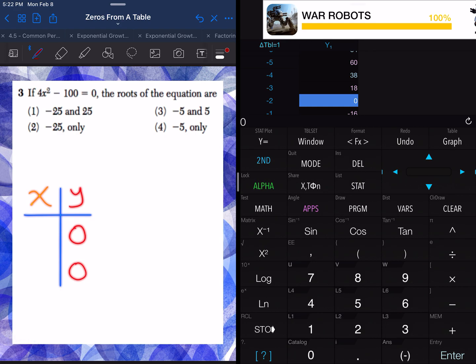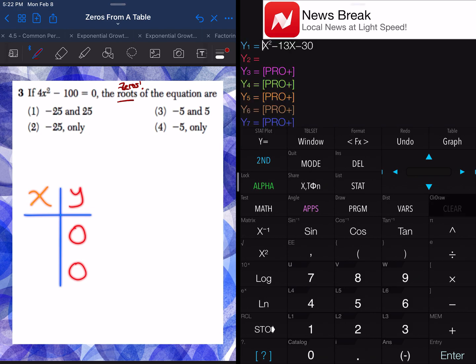If 4x squared minus 100 equals 0, the roots of the equation are... Roots is another word for zeros. So I'm going to hit y equals. I'm going to hit clear, which is on the right side. Clear that out. And I'm going to type in 4x squared minus 100. I don't have to put equals 0 because equals 0 is the same thing as equals y or y equals. Just going to put the exciting stuff in the calculator.